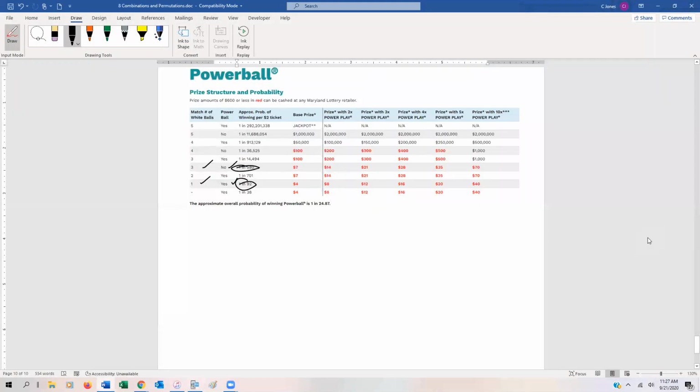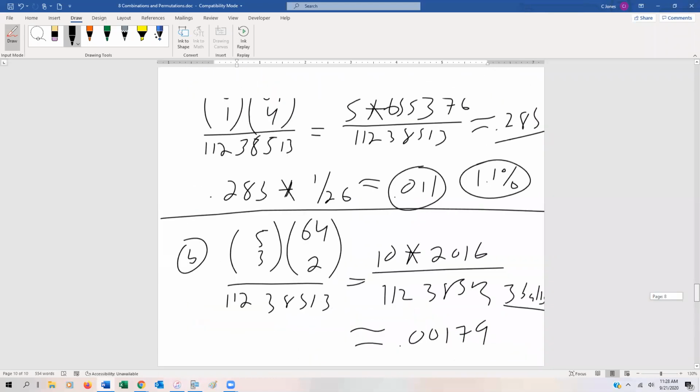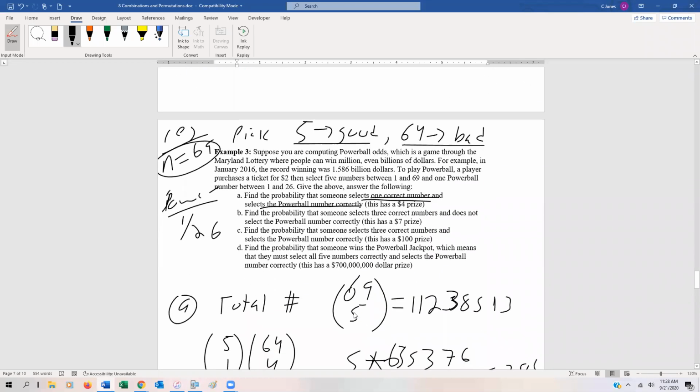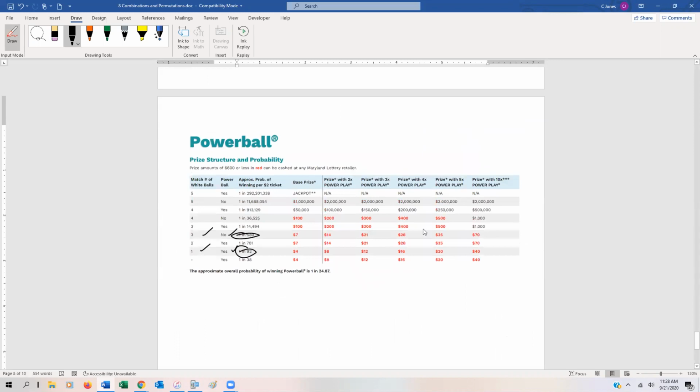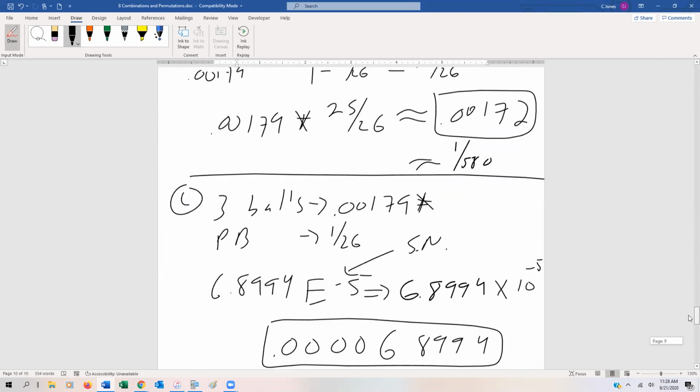All right, and this is probably the question you really want to know. Find the probability that somebody wins the Powerball jackpot, which means they must select all 5 numbers correctly and select the Powerball number correctly as well. So it says it has a $700,000 top prize for this. Now down here, it's just jackpot, but most of the time, that's what it ends up being. All right, so how are we going to figure that out?